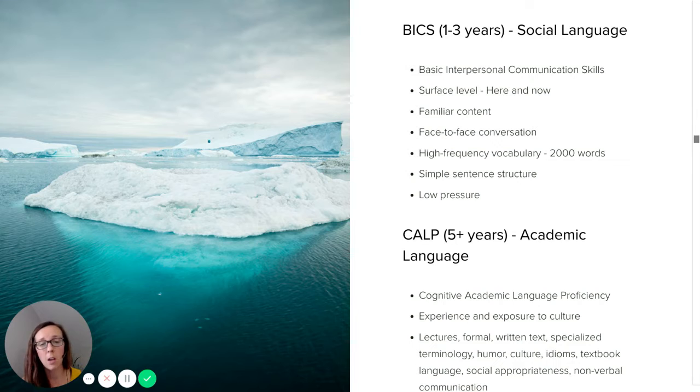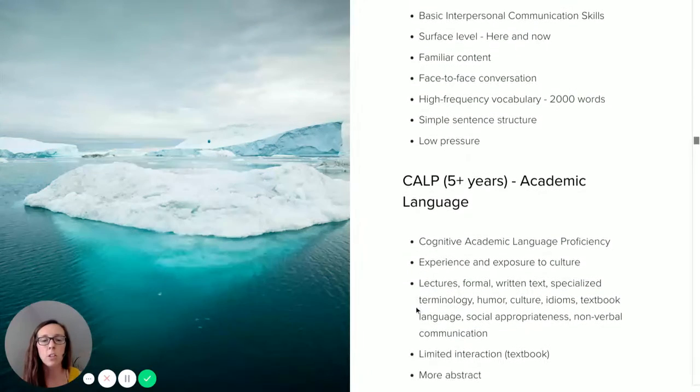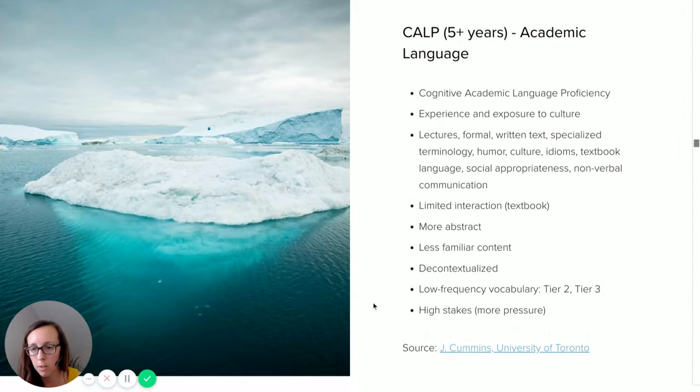That can take, starting from 5 and beyond years to develop. And it's called cognitive academic language proficiency. And it's not just thinking about the most complex vocabulary, although of course that is important, but also thinking about how culture comes into play when we're understanding different pieces of language, different stories, understanding how humor can carry so much context and carry different meanings to different words, and how that can take a while to develop and understand. Of course, things like textbook language come into play here.